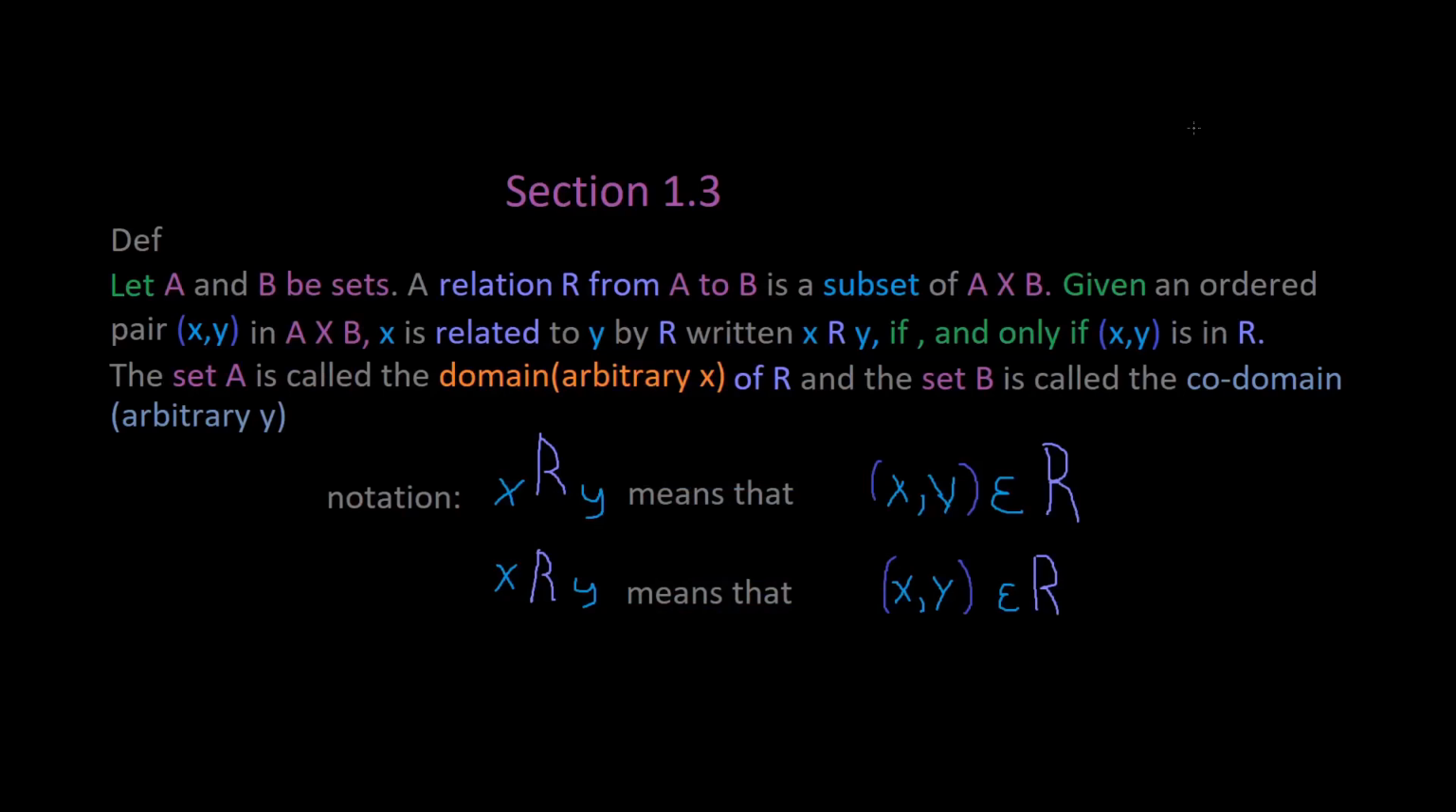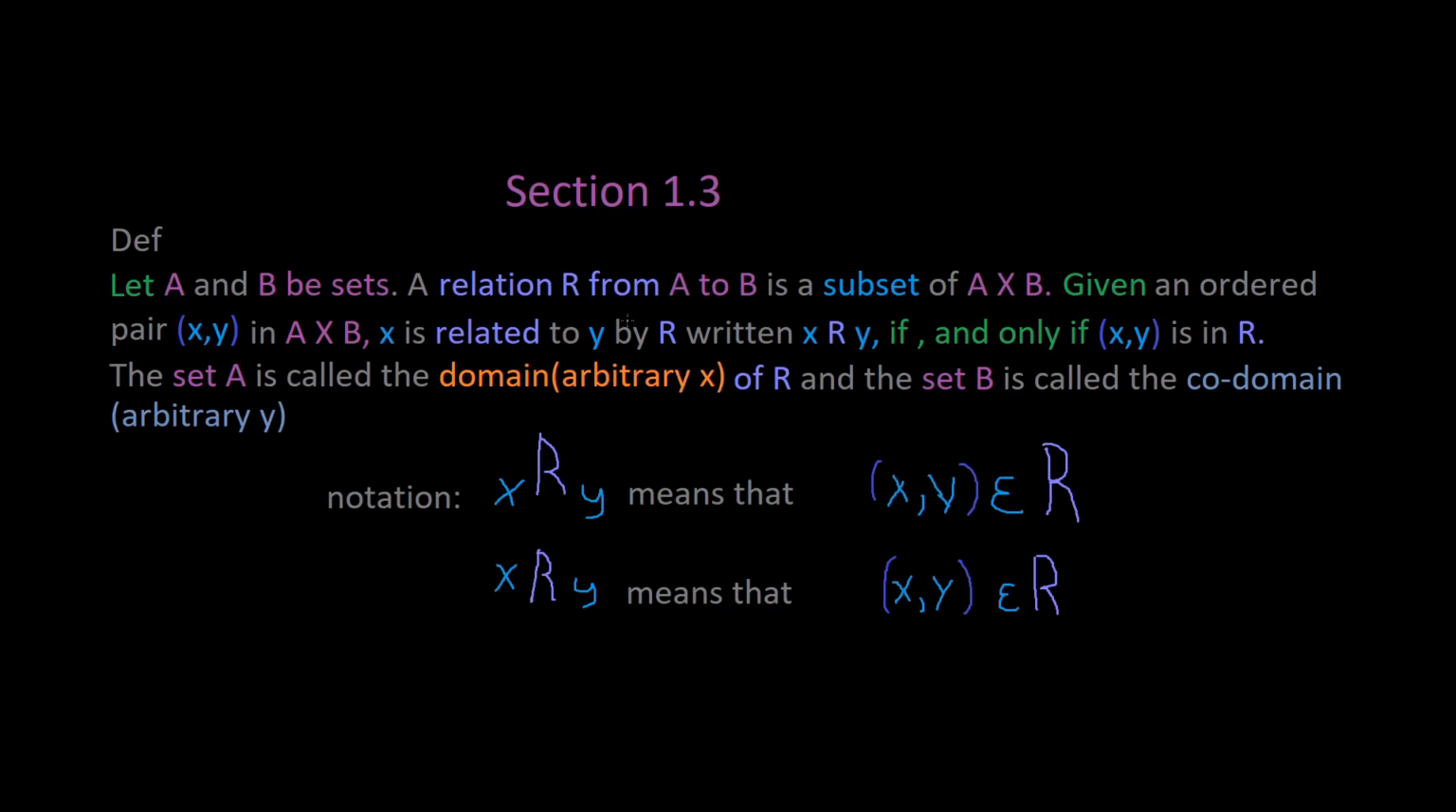Section 1.3. Let A and B be sets. A relation R from A to B is a subset of A cross B. Given an ordered pair (x, y) in A cross B, x is related to y by R, written x R y, if and only if the ordered pair (x, y) is in R. The set A is called the domain, which is going to be the arbitrary point x of R, and the set B is called the codomain, arbitrary point y.